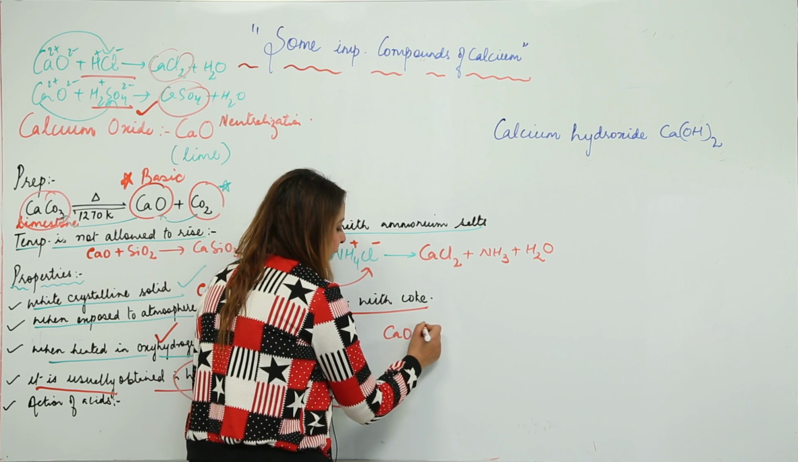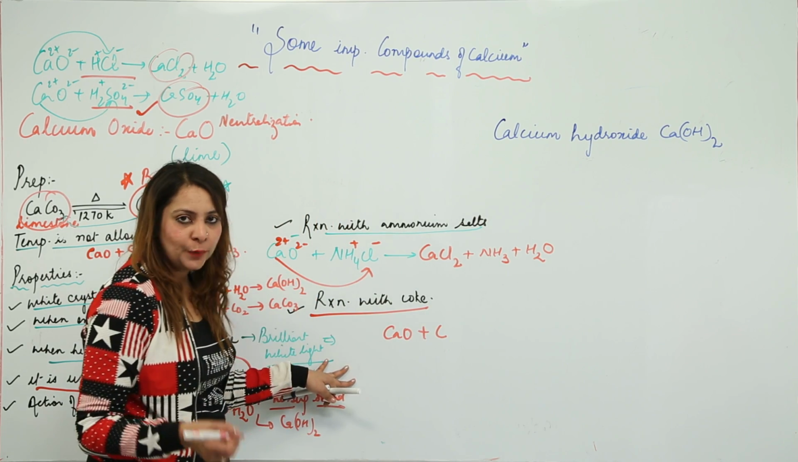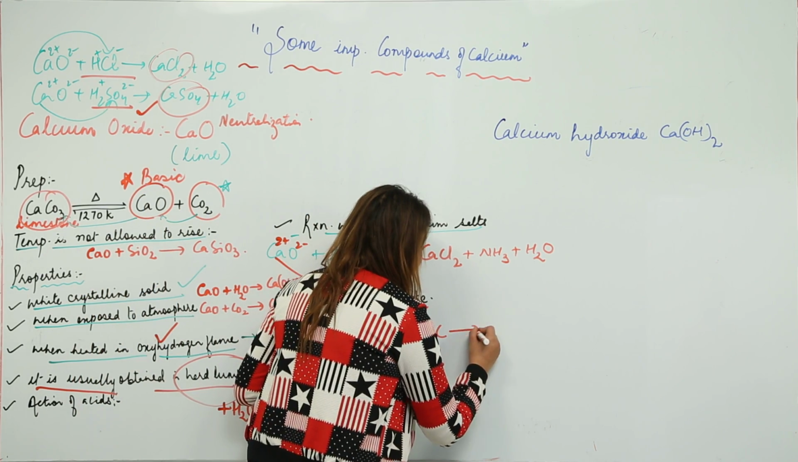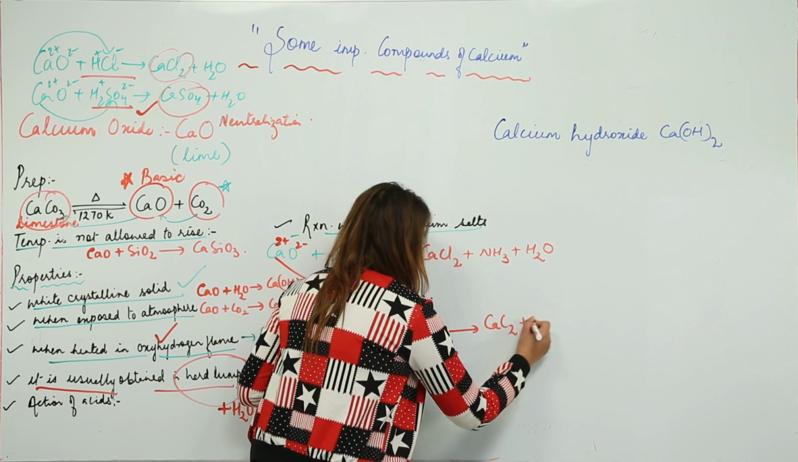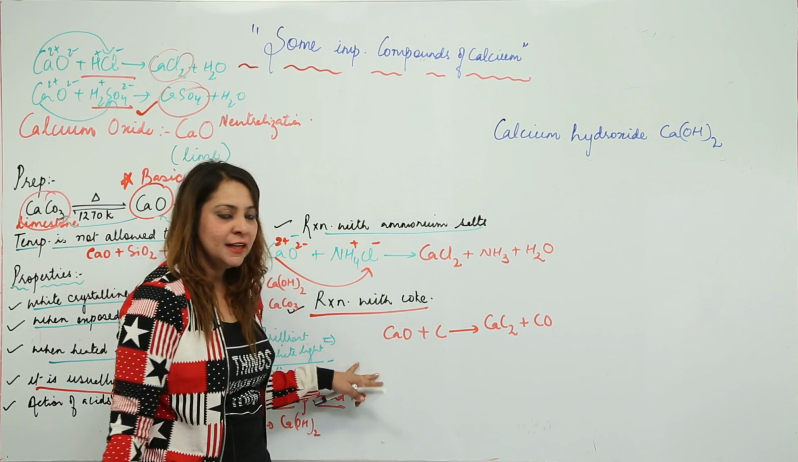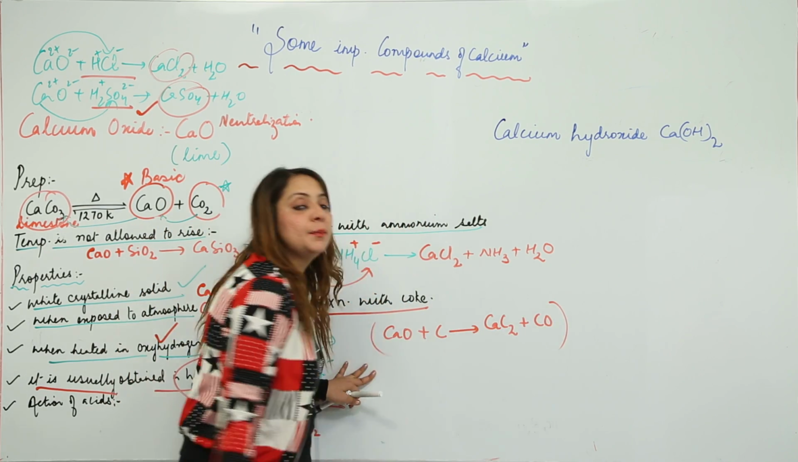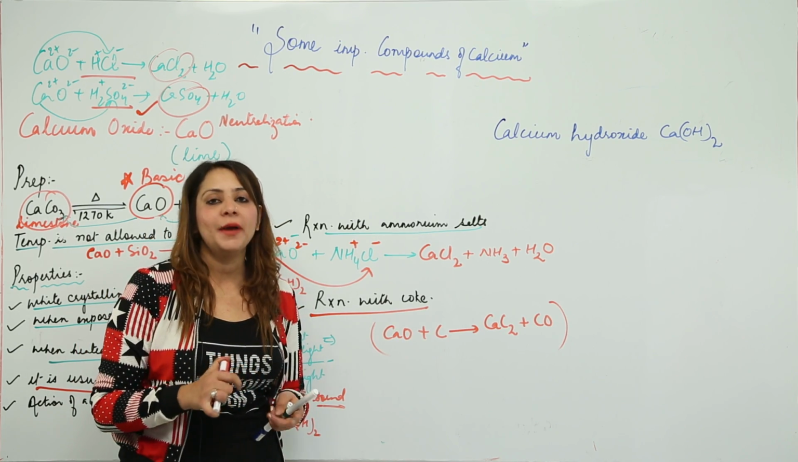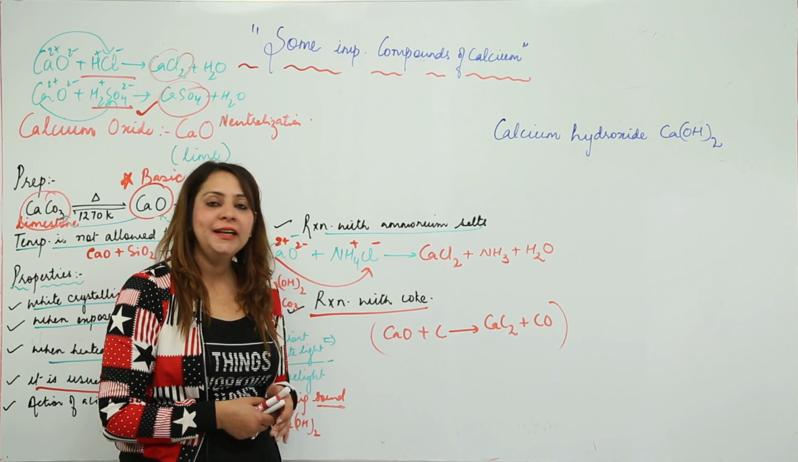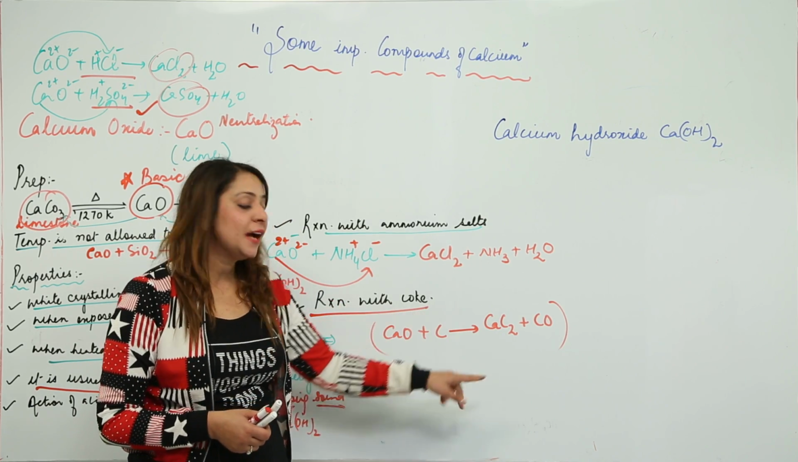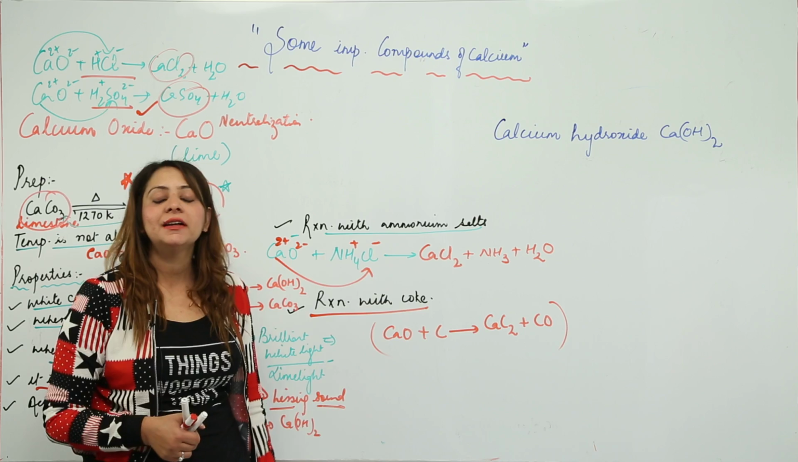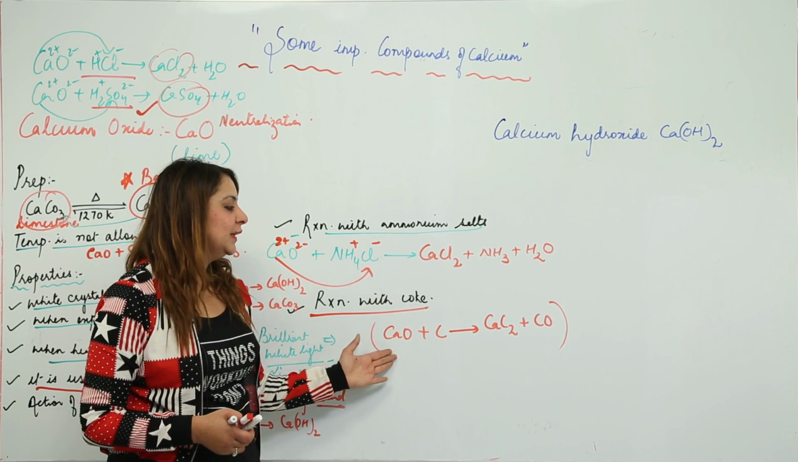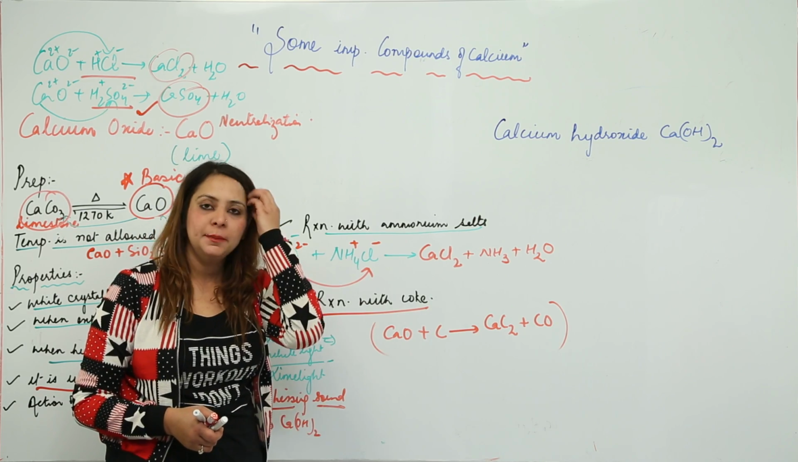Next, reaction with coke. You have lime, and I am mixing coke. You know that coke is a powder form of carbon only, so it contains only carbon. What do you get here? You get calcium carbide plus carbon monoxide. This is a reaction involved in the preparation of alkynes, which we did in organic chemistry, where we were preparing the alkynes. There what we need is calcium carbide. Calcium carbide is prepared by this method, by reacting the coke with the lime. When coke reacts with lime, it forms calcium carbide plus carbon monoxide.